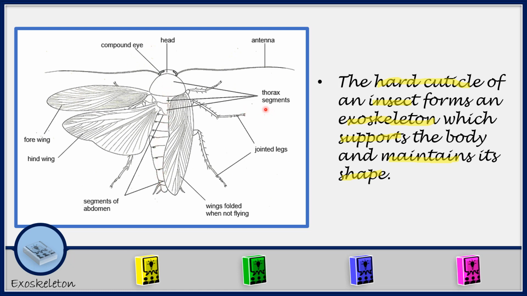Here we have the thoracic segment, which is made up of three parts: the first, the second, and the third. And we have the segment of the abdomen, moving from here, going down. But all these segments are made up of the exoskeleton, and that exoskeleton is the one that is providing support to the body and maintaining the shape of the insect.